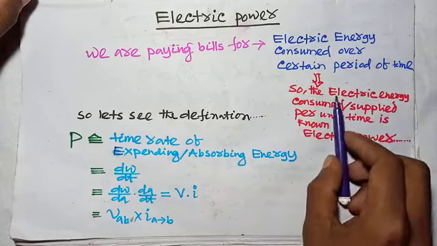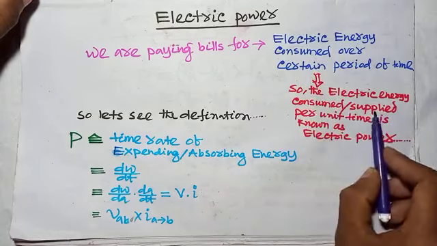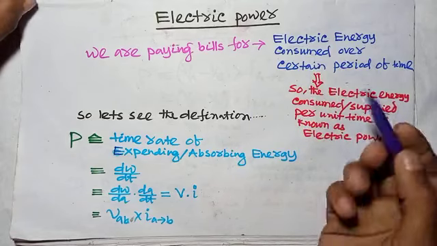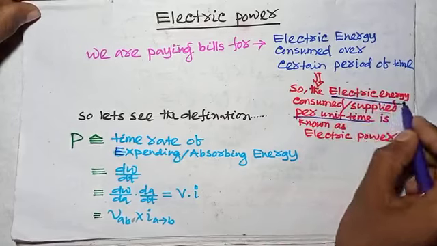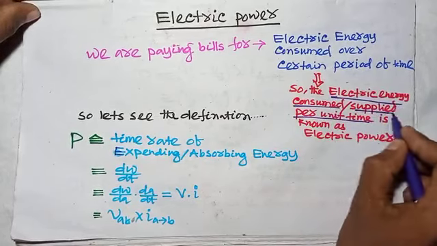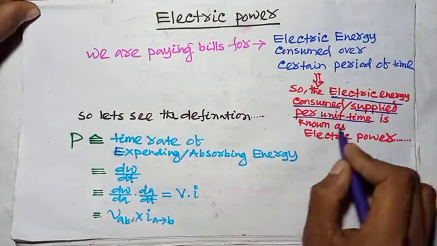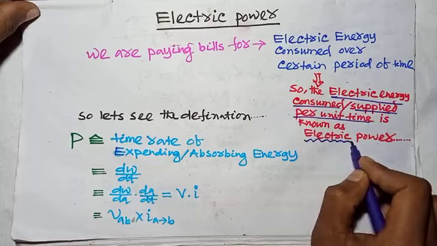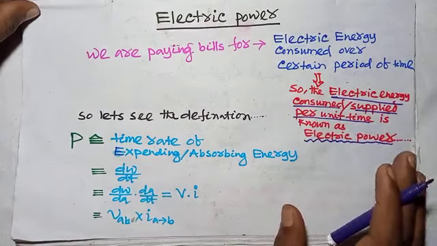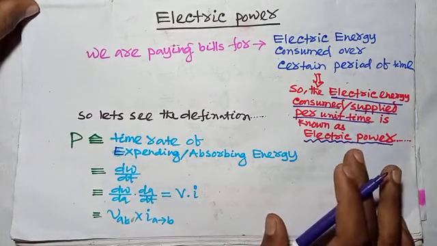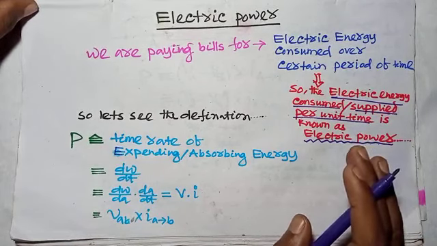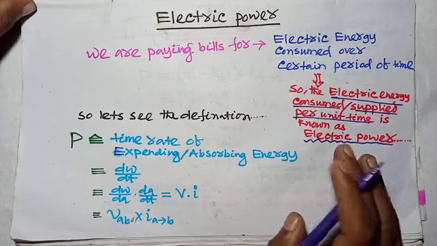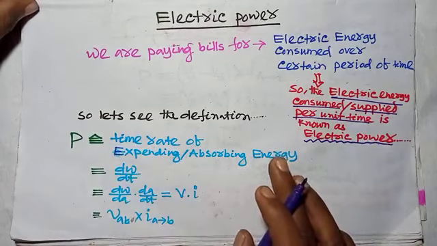The electric energy which is either consumed or supplied per unit time is known as electric power. So electric power is simply the energy consumed per unit time. Let's see the definition of electric power.